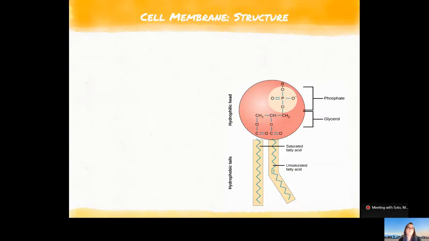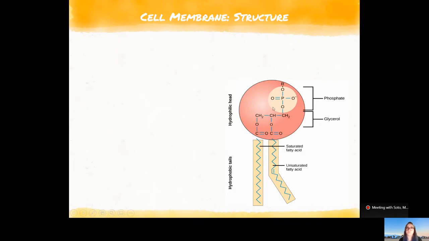So this is what each phospholipid looks like within that bilayer, that double layer. Bi, remember, means two. So the head of the phospholipid is called a hydrophilic head because it likes water. So it's made up of a phosphate and a glycerol. And then the tail is hydrophobic. So remember from our biomolecules, the hydrophobic molecule is the lipid, right? Those oils, those fatty acids don't like water. So these tails are going to be hydrophobic because they are made of fatty acid.